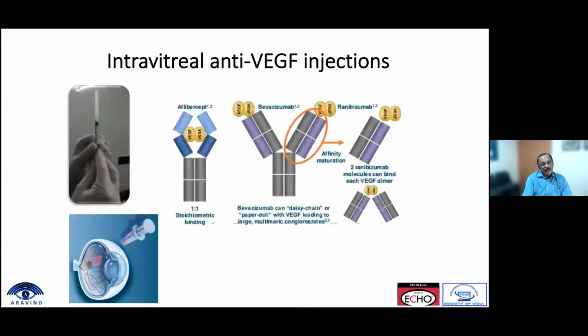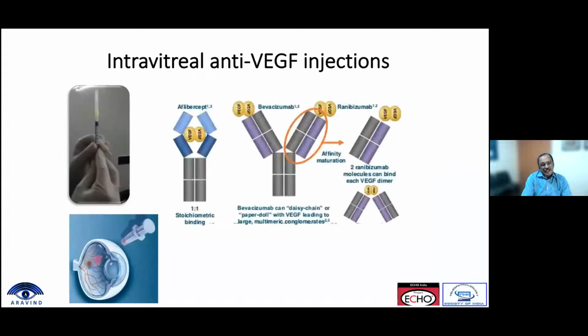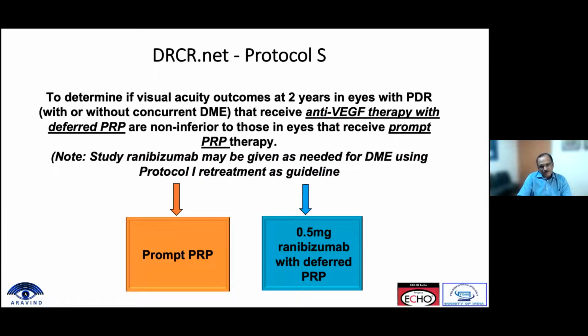The next treatment: today PRP is the standard treatment, but with the advent of intravitreal anti-VEGF agents, there has been a lot of interest in using these drugs to avoid the complications of pan-retinal photocoagulation. Unlike in diabetic macular edema, where multiple studies were done, there are only 3 select studies that gave us a clue on how to use intravitreal anti-VEGF agents in cases of proliferative diabetic retinopathy.